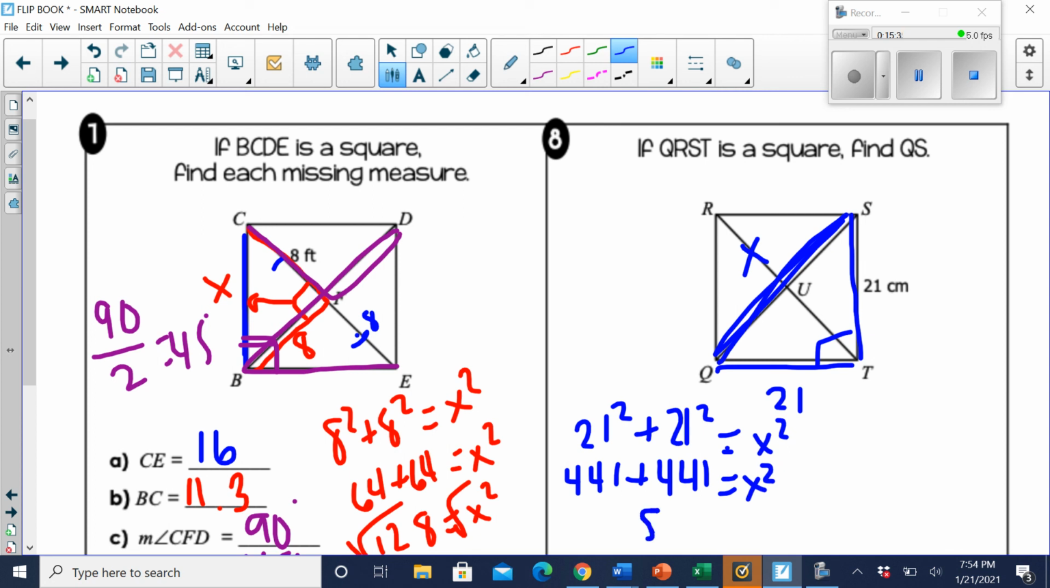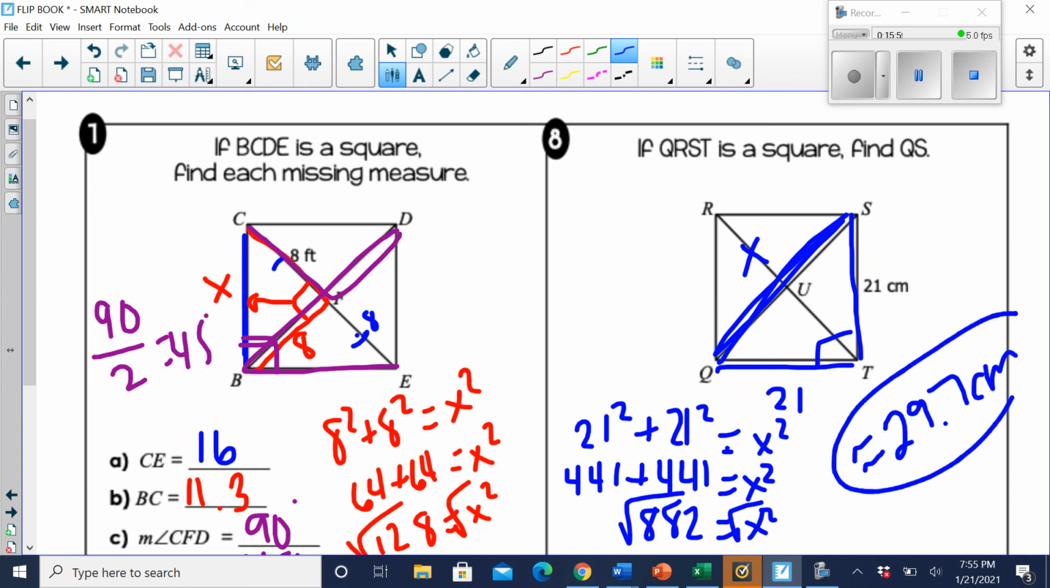When I add those together, it's going to give me 882 equal to x squared, and my last step is to take that square root. Let's see here. The square root of 882 comes out to be 29.698, so I'm going to say it's approximately 29.7 centimeters, and that's our final answer.